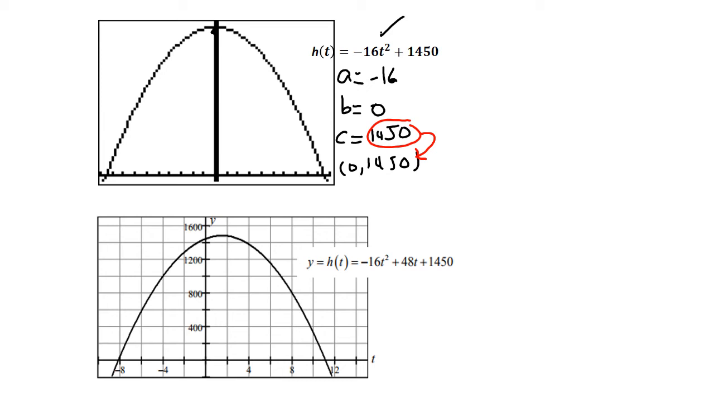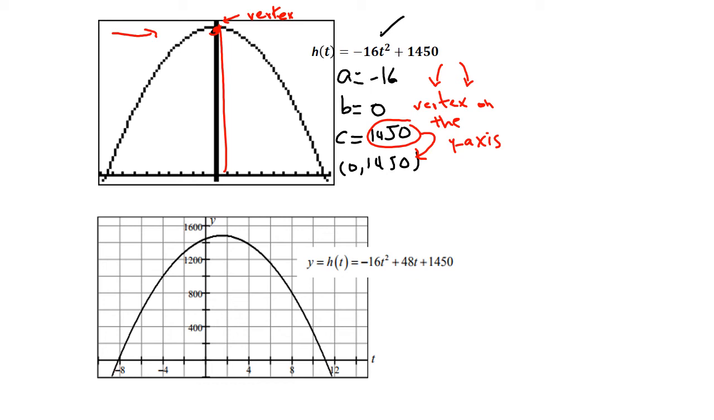Okay? The turning point of this parabola seems to be happening on the y-axis. We call that turning point the vertex. So the vertex of this parabola is on the y-axis. And of course, we can see that this parabola seems to be opening down.